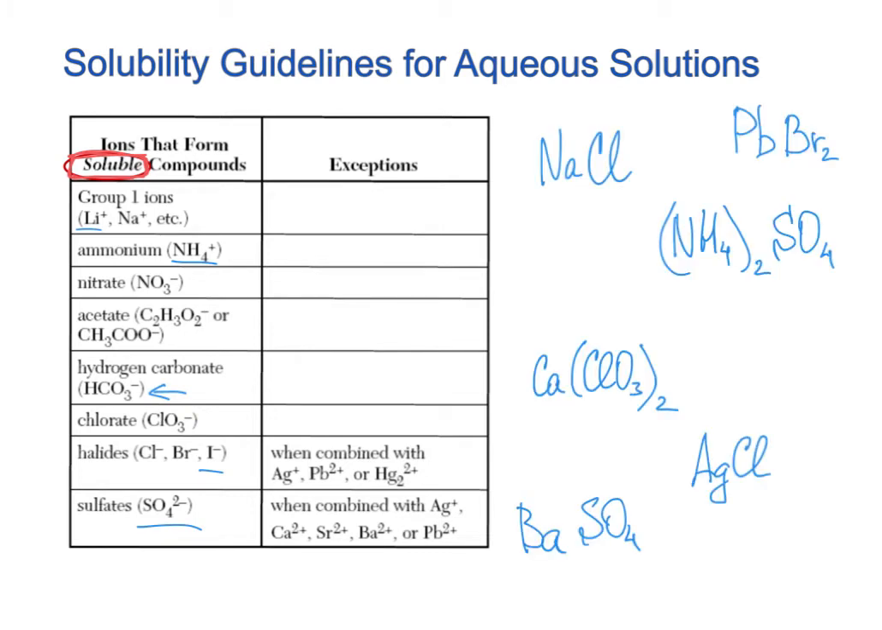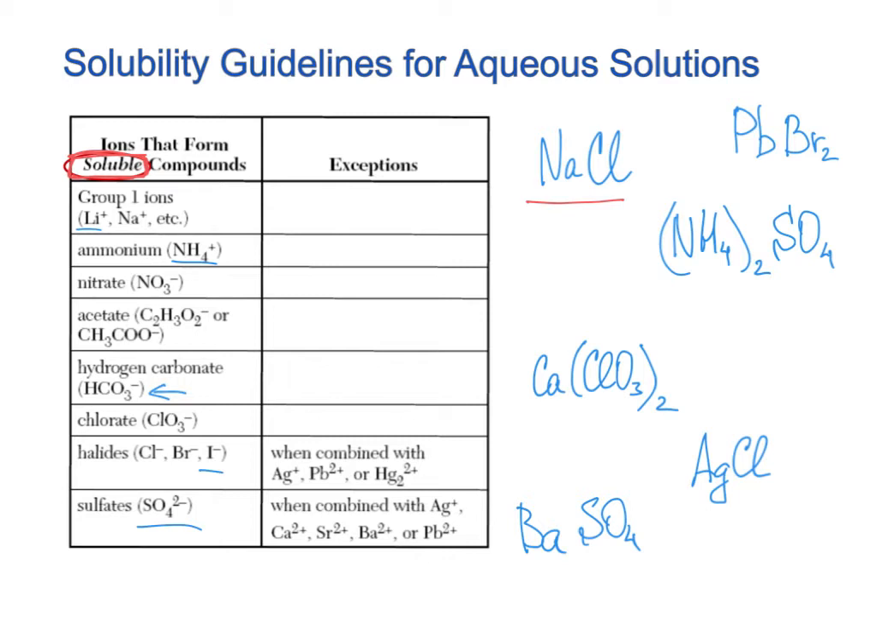Here are a few ionic compounds. So let's start with this one, sodium chloride. Sodium chloride is our table salt, and we all know that it dissolves very nicely in water. We've seen it many times in our kitchen. But let's see how this table works for it.